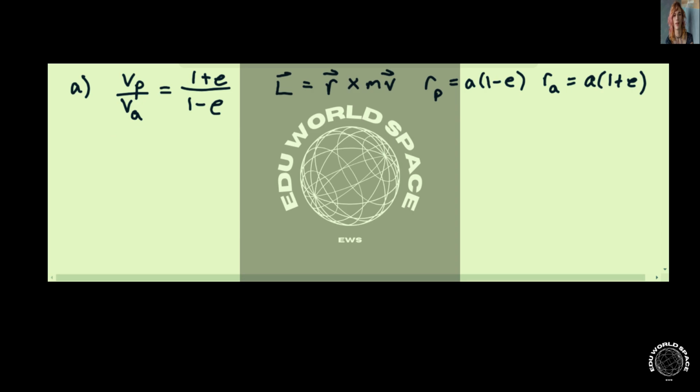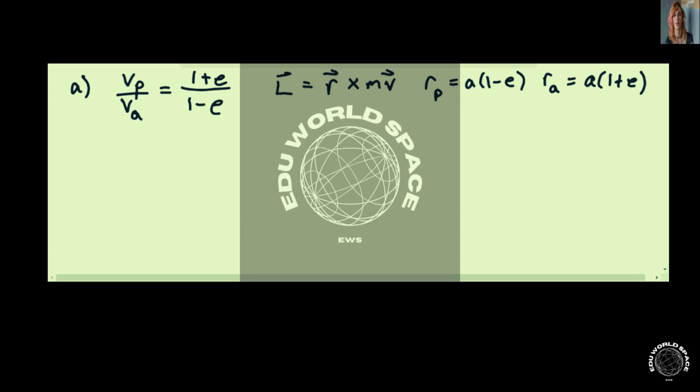The tools that we're going to use to get there are angular momentum, which is the position vector r, cross the momentum, which is m times v. And then we also know that at perihelion, that position vector is a times 1 minus e, and at aphelion, the radius vector is a times 1 plus e. So those are the things that are going to be useful for us.